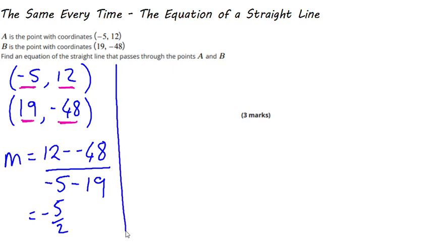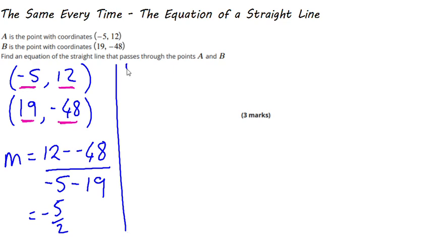A slightly awkward number. I do prefer whole numbers with this kind of thing. I suppose you could make it into a decimal if you were more comfortable with that. -5 over 2 makes a nice decimal, but I'm going to stick with fractions for this one.